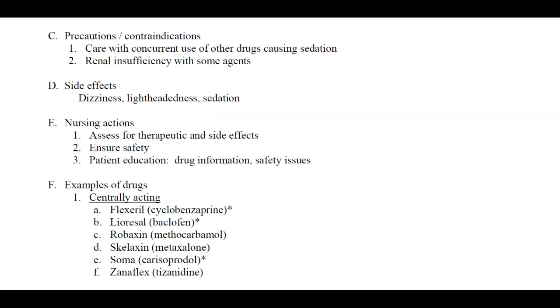Precautions and contraindications include care with concurrent use of other drugs causing sedation. One of the most common side effects of muscle relaxants is drowsiness, basically sedation or sleepiness. So we have to be very careful, especially if we're going to administer it with other medications that will cause sedation. An example of this is if a patient is on a muscle relaxant and they also take diphenhydramine, or Benadryl, for their allergies. That would be something we have to be very careful about. And if there are other alternatives, then we may want to consider giving them a different medication for their allergies rather than diphenhydramine or Benadryl.